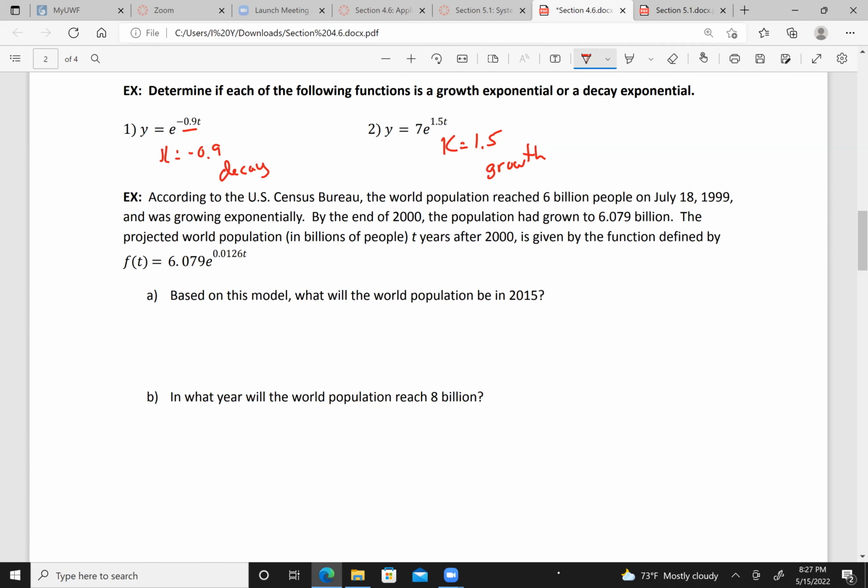So let's look at a real world use of this. According to the U.S. Census Bureau, the world population reached 6 billion people on July 18th, 1999, and was growing exponentially. By the end of 2000, the population had grown to 6.079 billion. The projected world population in billions of people t years after 2000 is given by the function f of t equals 6.079 e to the 0.0126 times t.